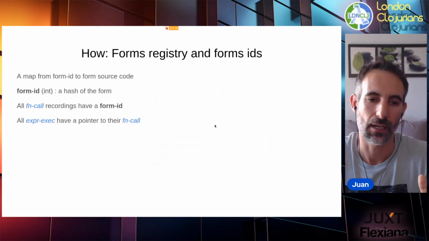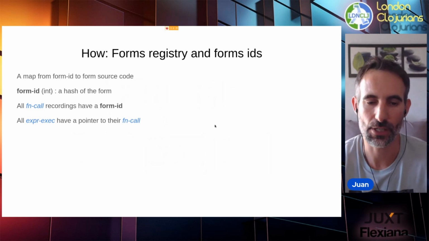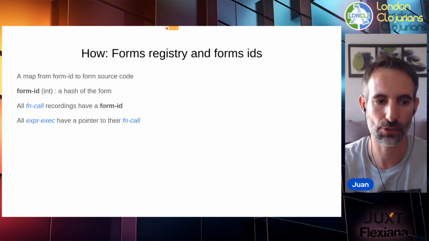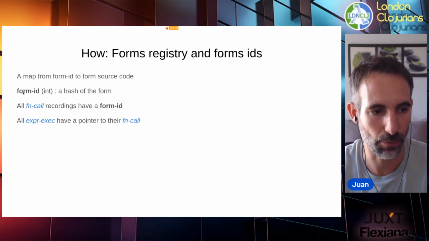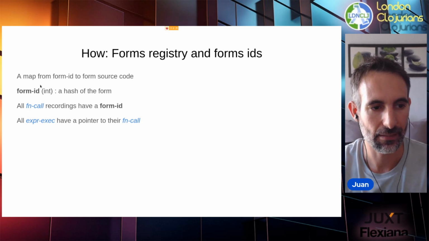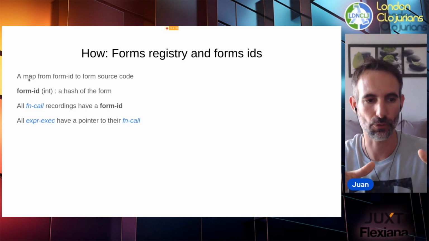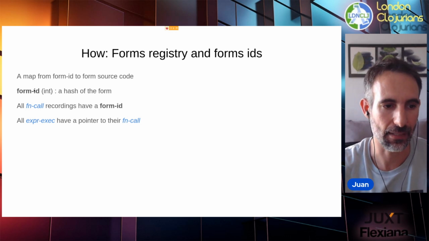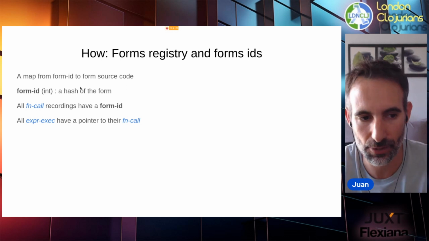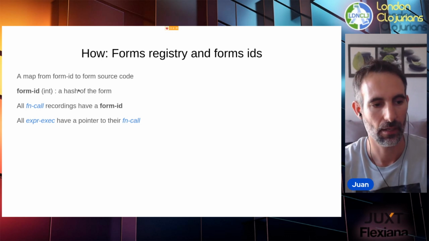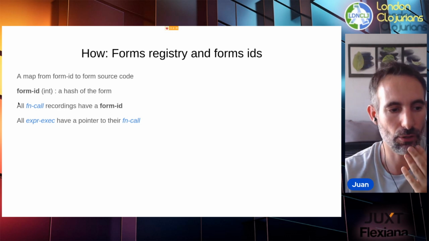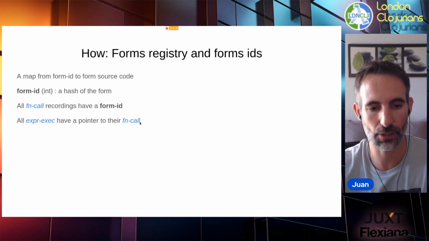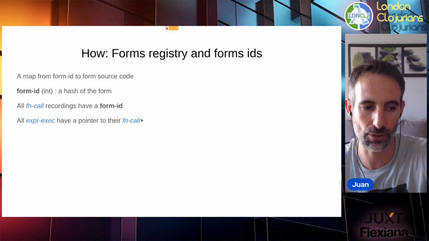Okay, so a little bit about this form registry, how we match things to the source code. The functions will have this form ID, which is like a reified pointer. And the registry is a map from form ID into the form source code. And the form ID is a hash, calculated with a hash of the function form. And this is what I was saying before. All function call recordings have a pointer to the form ID, and all expression executions have a pointer to the function call and also a coordinate.